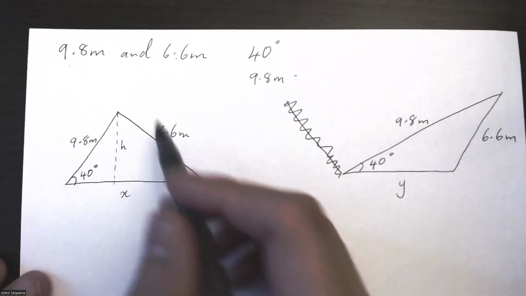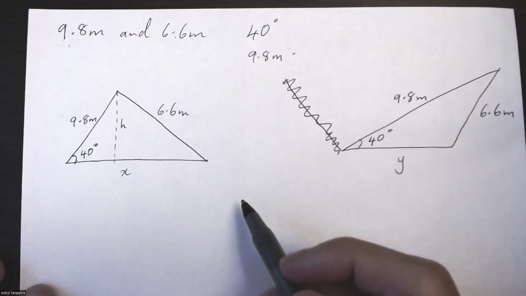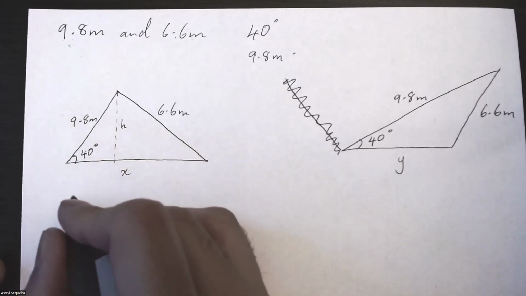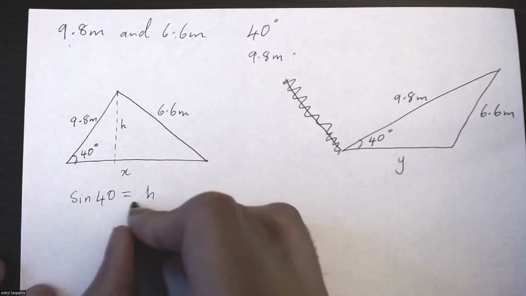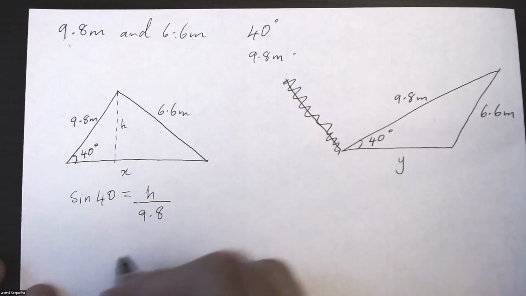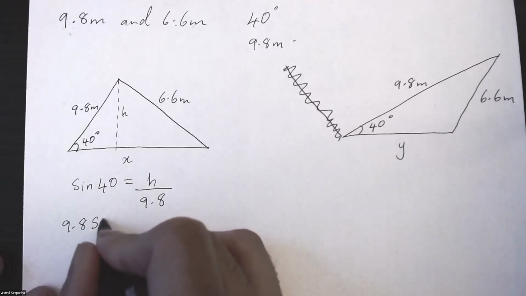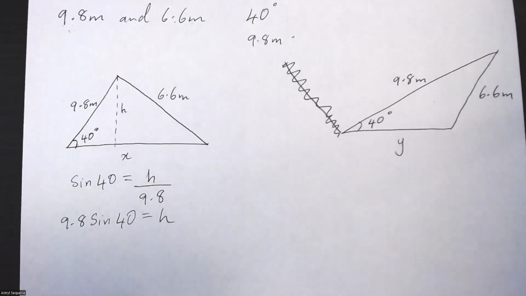That's my height. So this is a right triangle over here. I'm going to use SOHCAHTOA to solve for this right triangle. So I'm going to do opposite over hypotenuse. So sine 40 equals h over 9.8. I'll cross multiply this over. 9.8 sine 40 equals h.